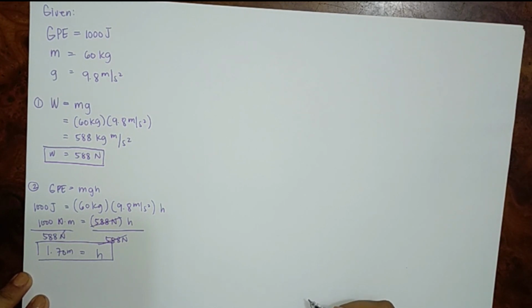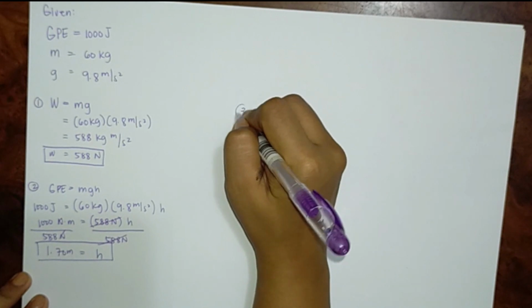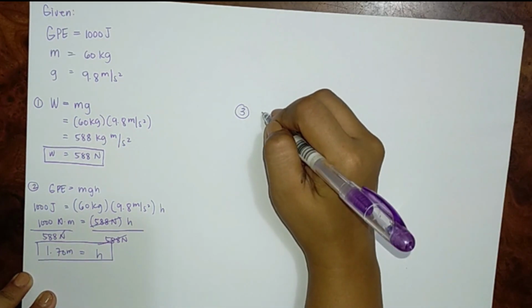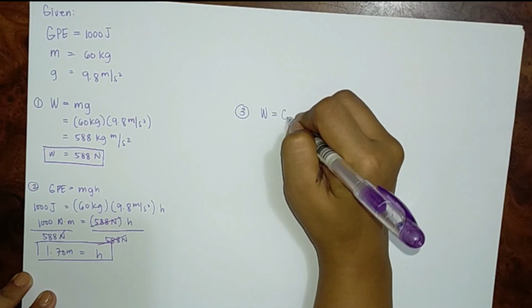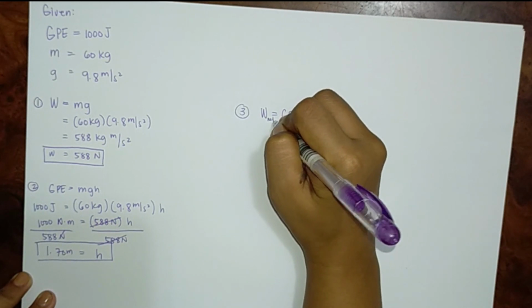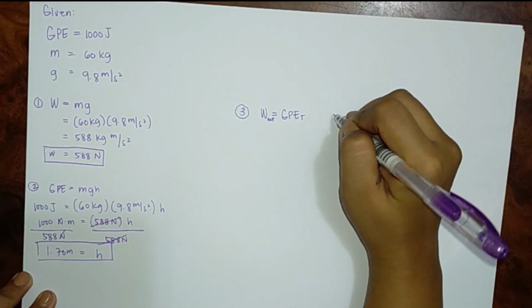Okay, now let us go to the third unknown value. What will be your speed at the bottom of the hill? In this question, we are going to look for the relationship of the GPE and the KE. How are they related with each other? Now let us go first to the relationship of the GPE and the KE in terms of work. So we have work is equal to GPE total. Specifically, this is referring to the net work.